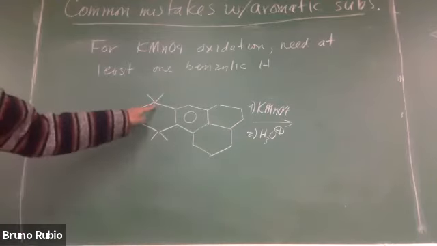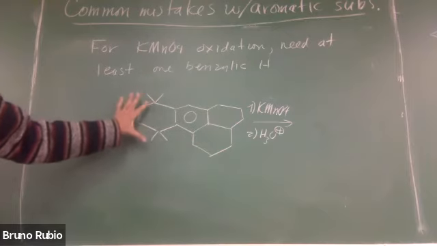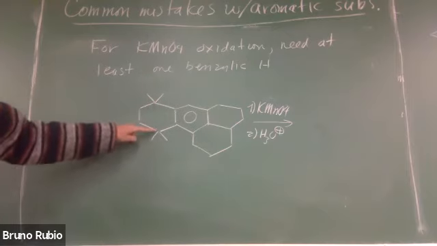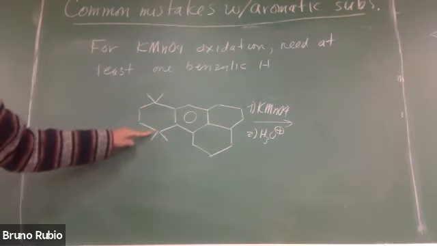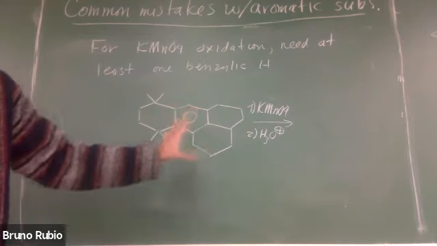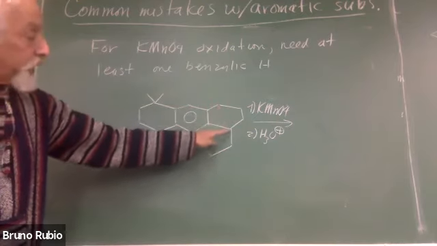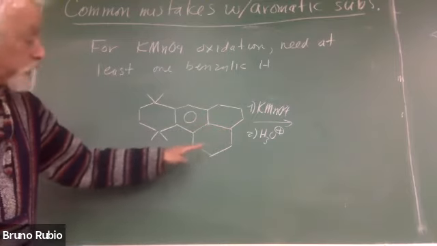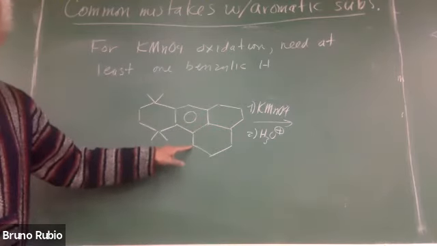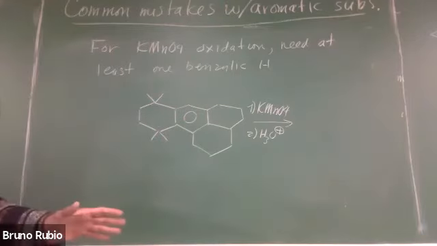So there's a benzylic carbon. Are any hydrogens there? No. So this ring is stable toward oxidation. What about a benzylic hydrogen down here? No. So nothing's going to happen to this ring. It's just going to survive intact. But that's a benzylic carbon with a hydrogen. That's a benzylic carbon with a hydrogen. That's a benzylic carbon with a hydrogen. All of these are going to be converted to that carboxylic acid functionality.